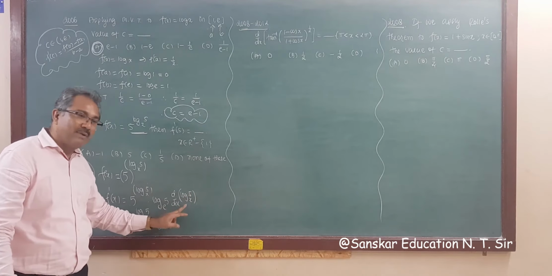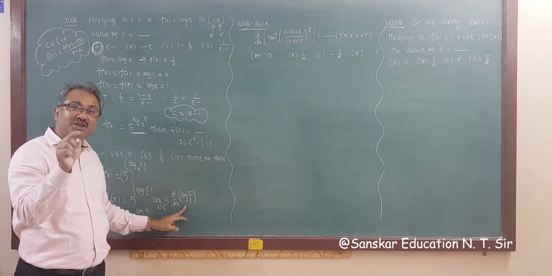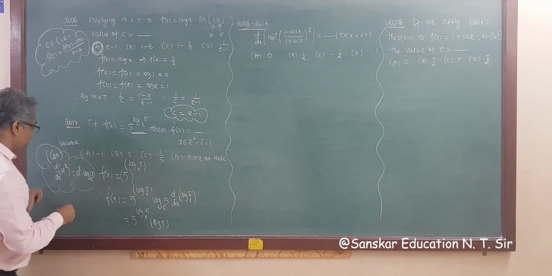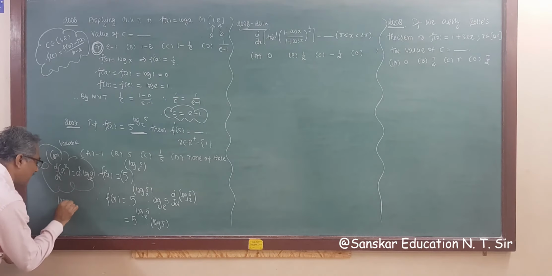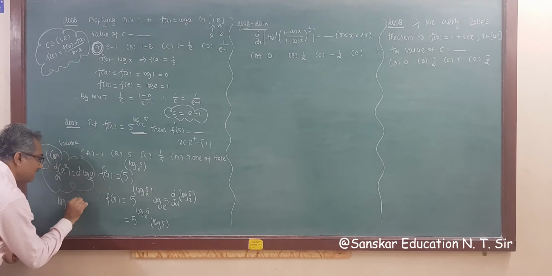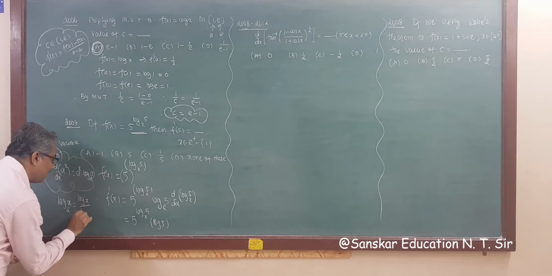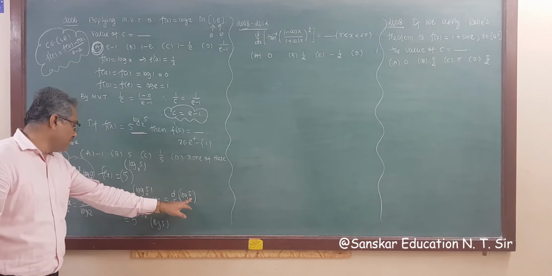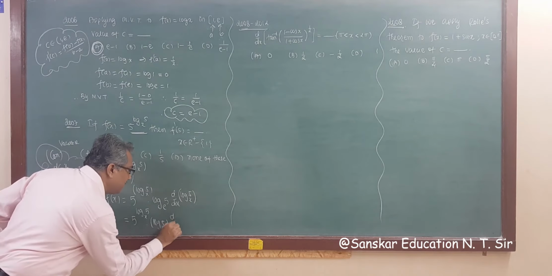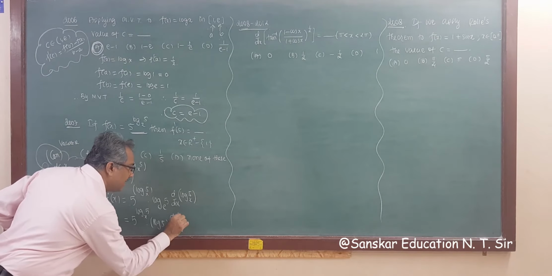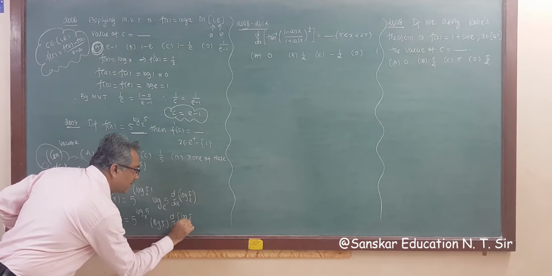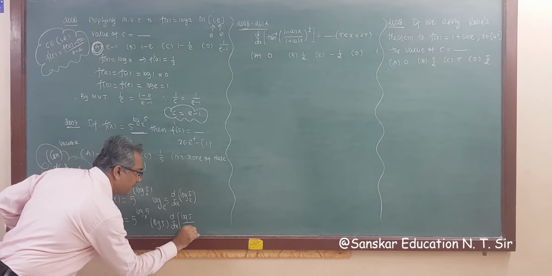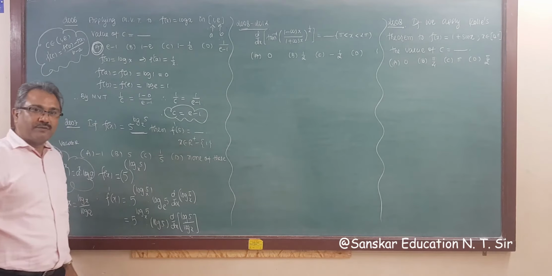This is log 5 base x, so we have to apply the change of base rule, right? And what is the change of base rule? Log x base a is written as log x upon log a. This is the change of base rule. Applying this rule here, what do we get? d/dx of log 5 upon log x.